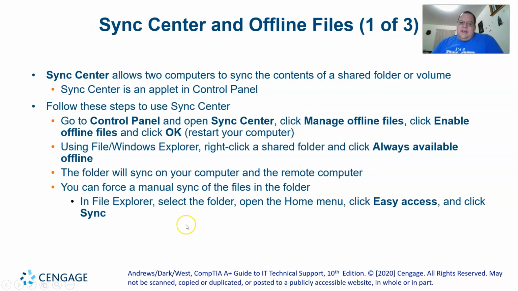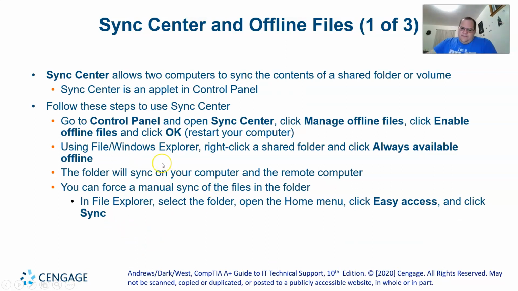Syncing: Sync Center and offline files. Sync allows two computers to sync a shared folder volume. So this allows two computers to share content and folders at the same time. If I have my cell phone, I could sync it up to my computer, and I have both sets of information. This is how you follow: you go to Control Panel, open Sync Settings, manage offline files, enable offline files, and go through all the different steps to sync it up.